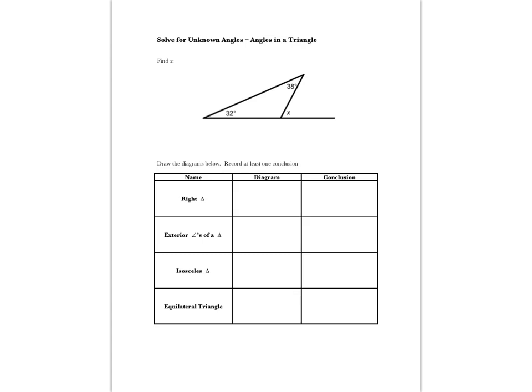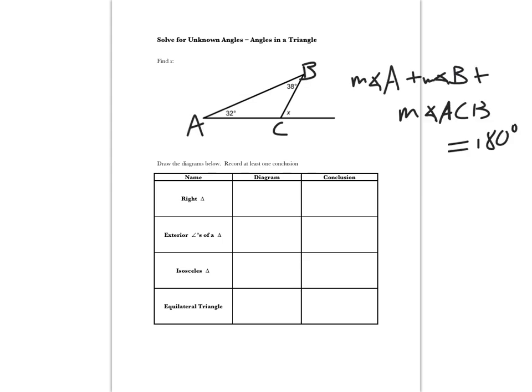Hello everyone. We are going to talk about angles in a triangle today. And I hope at this point you remember that there are 180 degrees in the measure of all of the angles of a triangle, meaning if you look at this picture at the top of the page, I'm going to mark the angles A, B, and C.